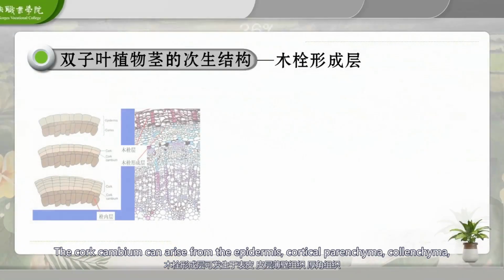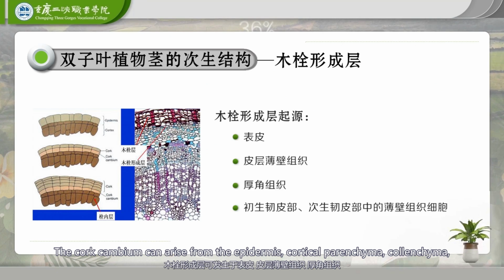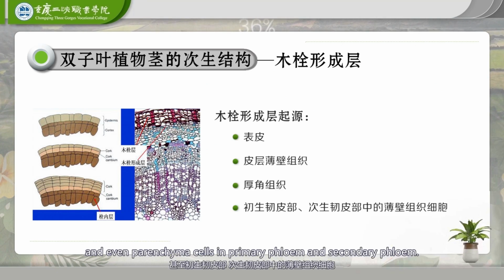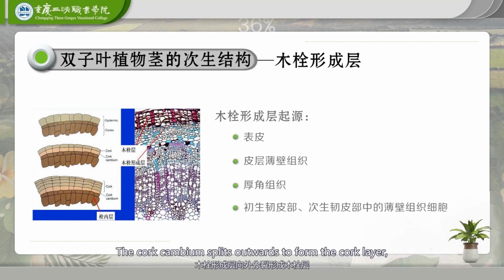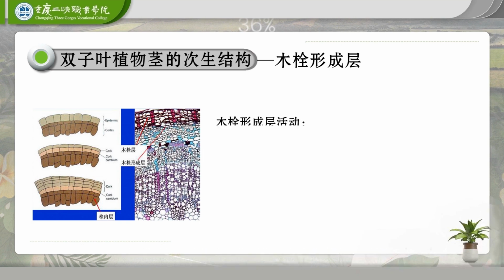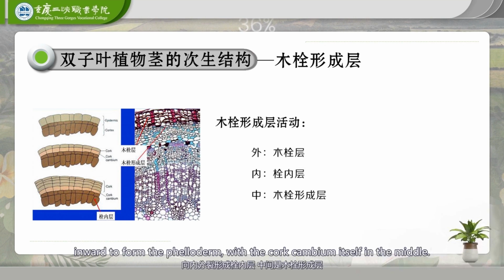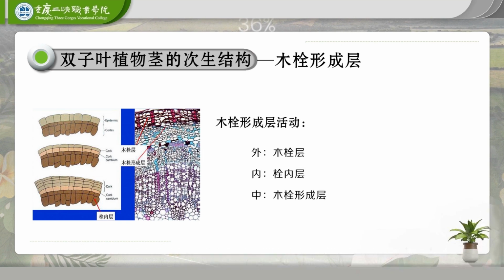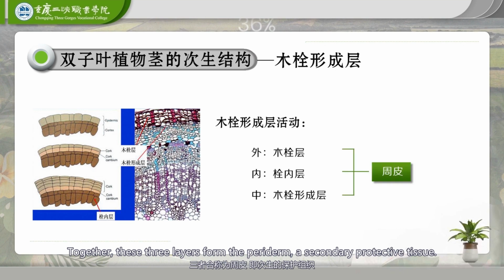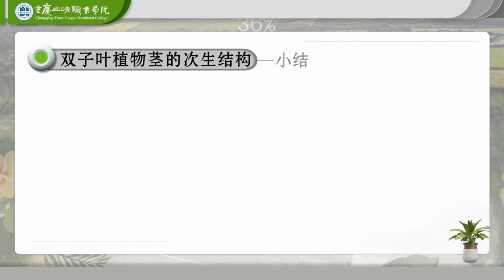Now, let's look at the activity of the cork cambium. The cork cambium can arise from the epidermis, cortical parenchyma, collenchyma, and even parenchyma cells in primary phloem and secondary phloem. The cork cambium splits outwards to form the cork layer, inward to form the phelloderm, with the cork cambium itself in the middle. Together, these three layers form the periderm, a secondary protective tissue.